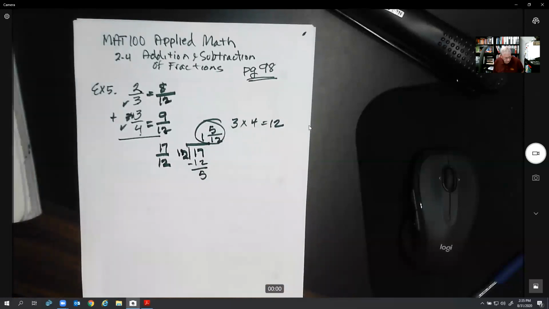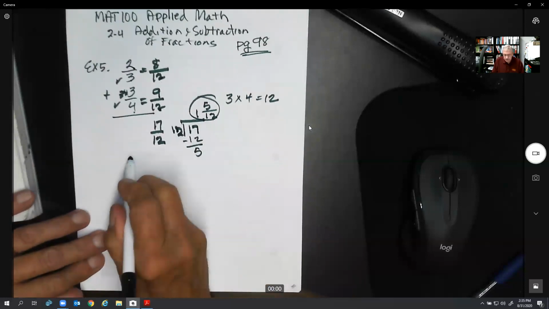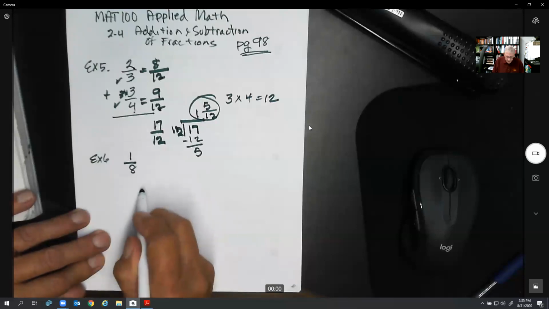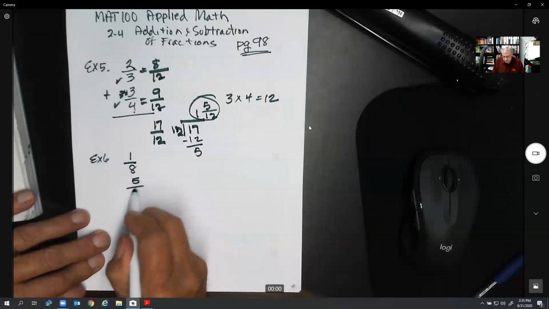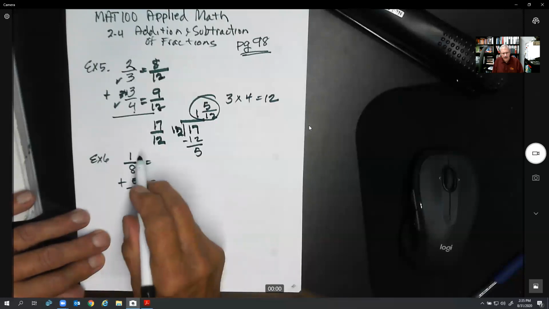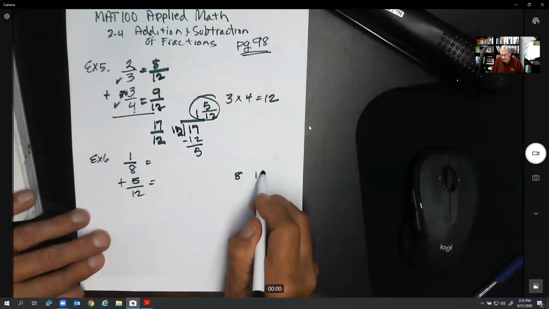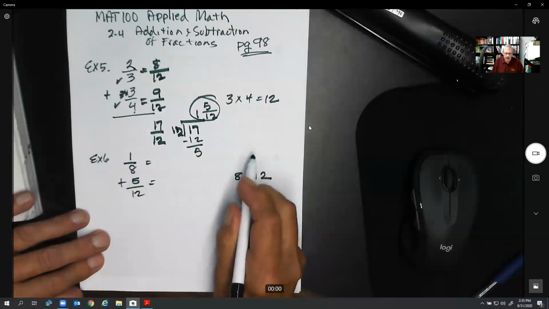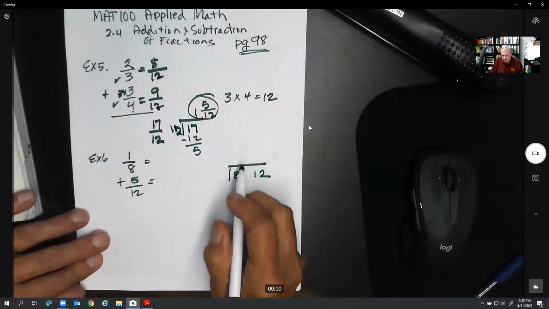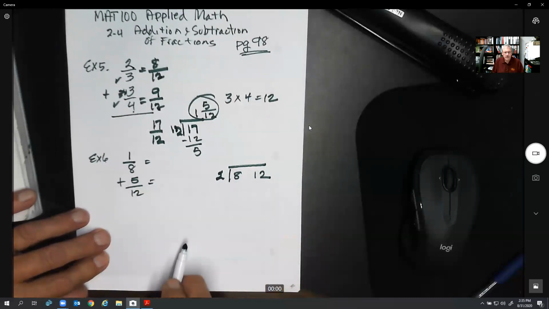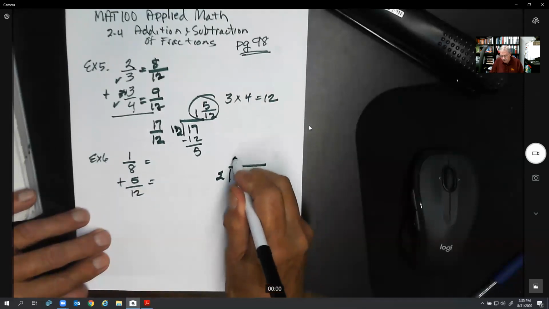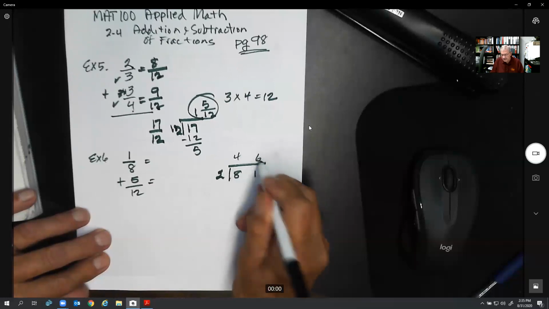Okay, let's try another one, a harder one. This is example 6. 1/8 plus 5/12. Okay, I could multiply 8 times 12, but I'm not going to. I'm going to show you a nifty little trick. I'm going to divide a number into these. I'm going to start out with a 2. 2 goes into 8. It has to be able to divide into both. 2 goes into 8 4 times. 2 goes into 12 6 times.